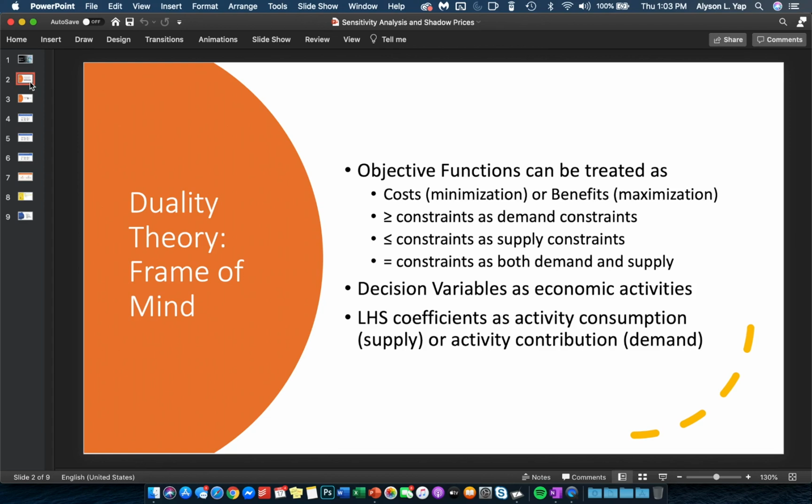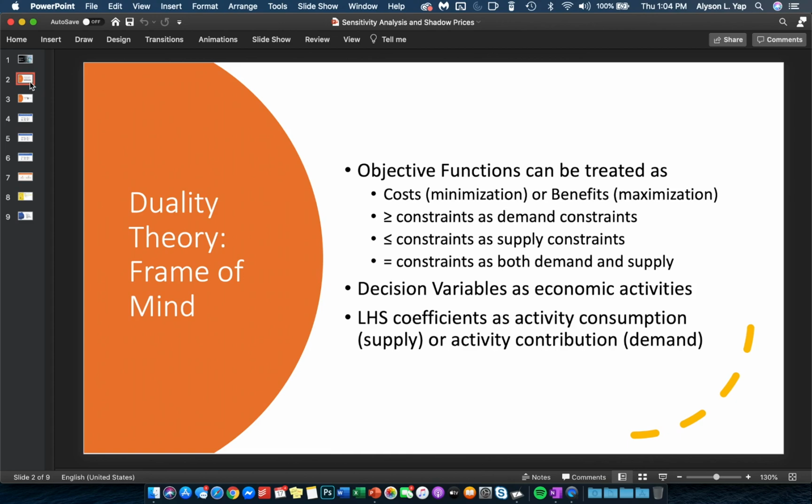Now, for our constraints, we generally have three kinds of constraints: greater than or equal to, less than or equal to, or equality constraints. If you have a greater than or equal to constraint, we generally see them as some sort of demand requirement constraints. If your constraints are less than or equal to constraints, then we see them as supply constraints, constraints that have a maximum amount of supply. And finally, if your constraint is an equality constraint, then it can be seen as both a demand and supply constraint.